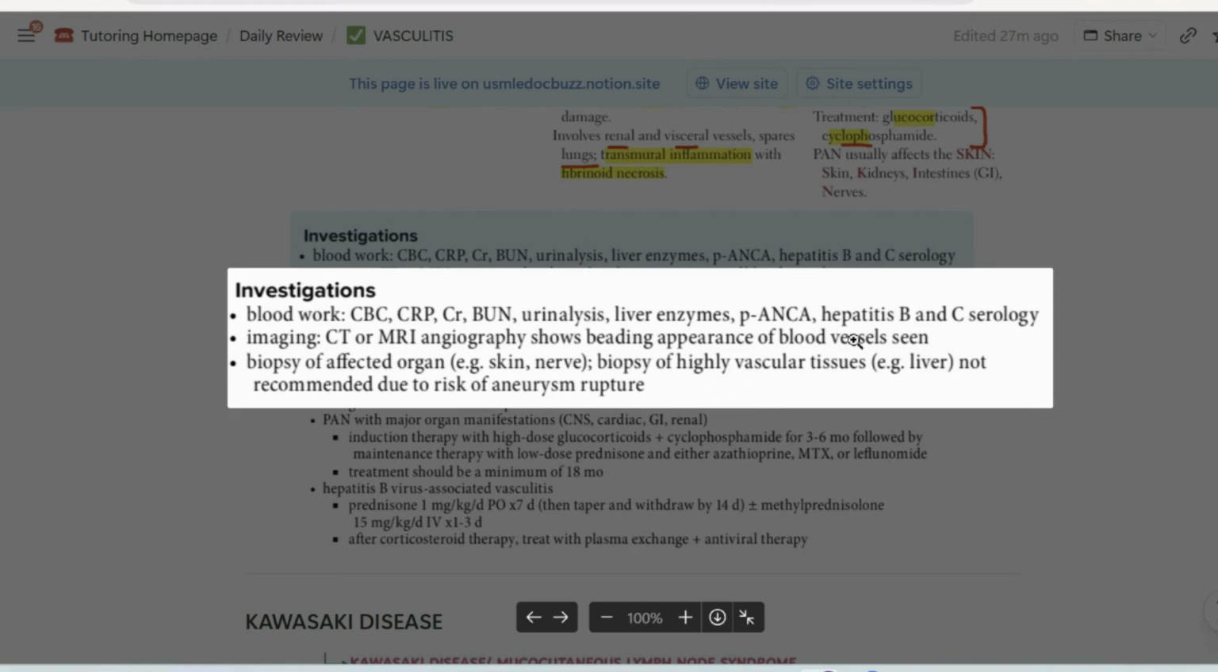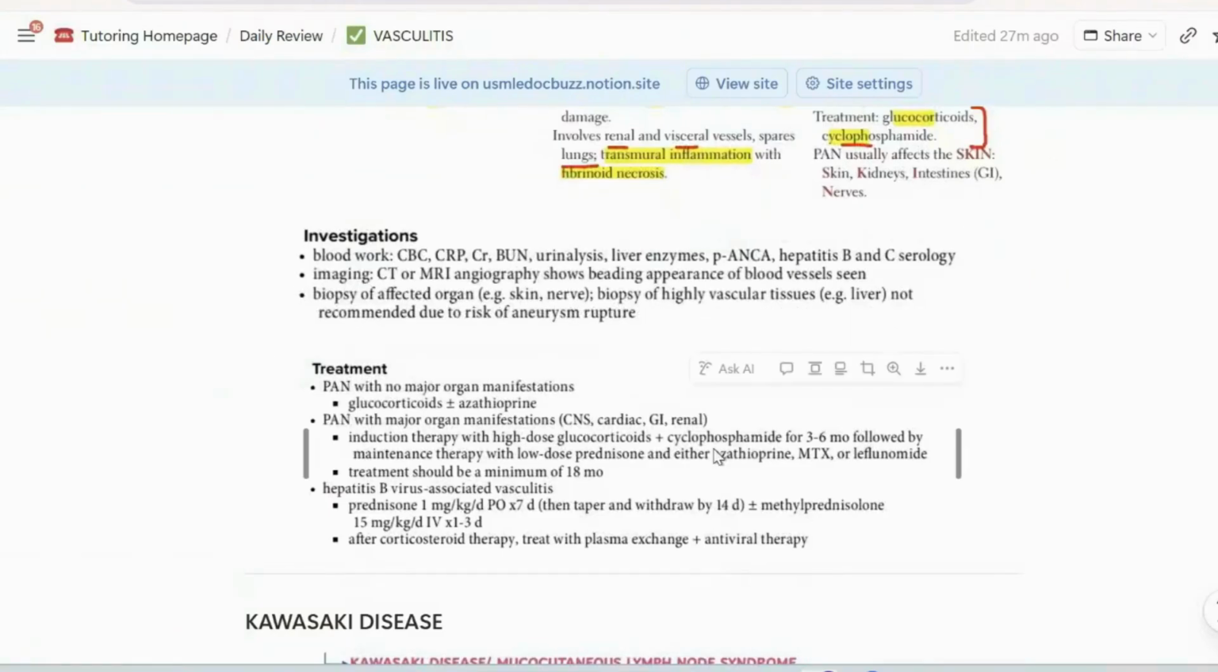And if I'm not able to get the diagnosis out of all this, maybe biopsy of the affected organ: skin, nerve, vascular tissue, right? Usually vascular tissue is not recommended because of some sort of aneurysm or rupture. But we understand that with things like skin biopsy, with the capillaries involved, you will see something.